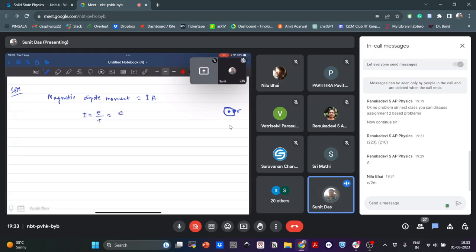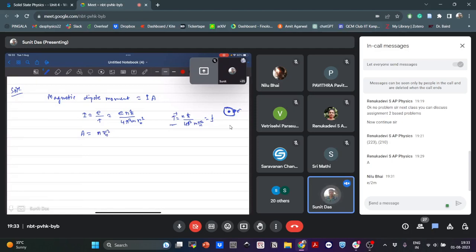Now the time period is given by, for the nth orbit, the general formula is n h bar by 4 pi square m r square. Right? This is the radius of the nth orbit basically. Sorry, this is T inverse. This is the frequency. Okay? And the area for this orbit, let's say, is pi r n square.